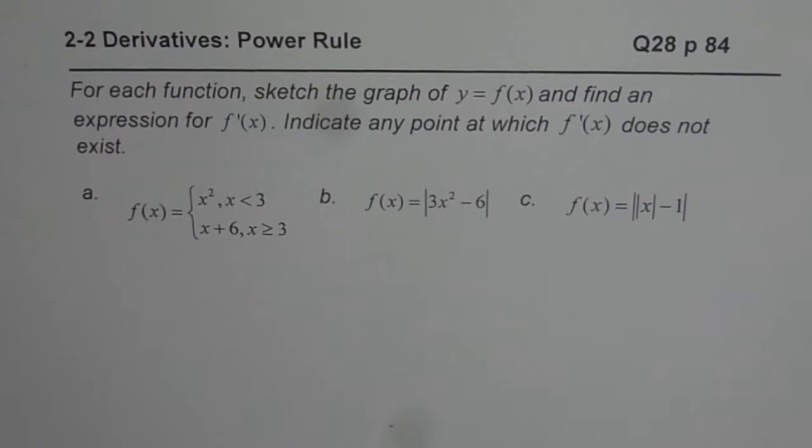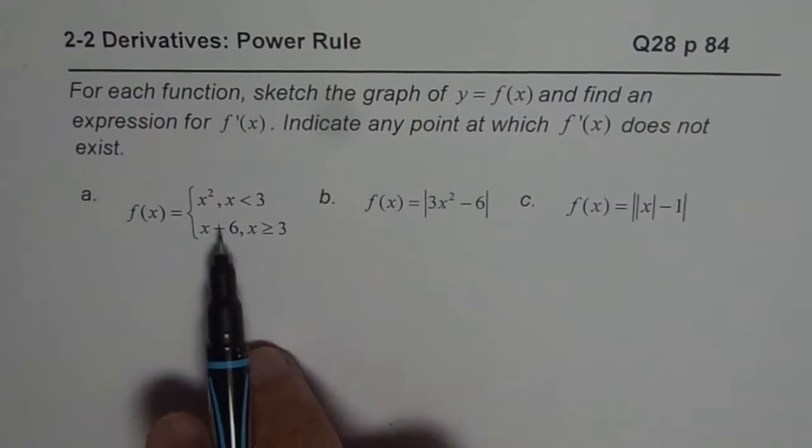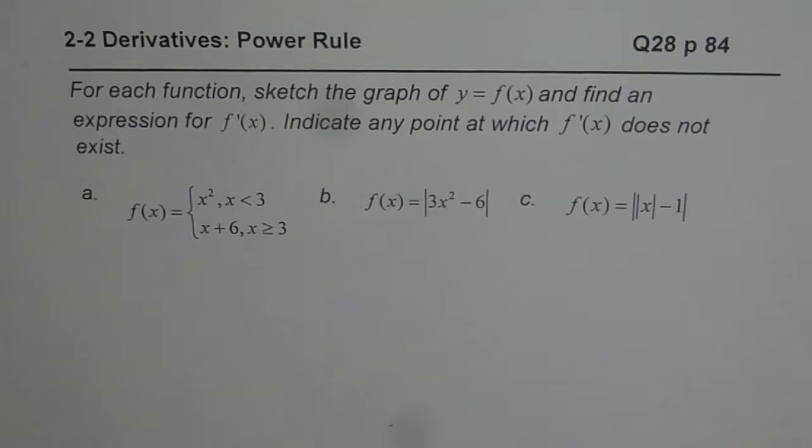For each function, sketch the graph of y equals f of x and find an expression for f dash x. Indicate any point at which f dash x does not exist. In the previous two videos, we have already answered parts A and B. You know the strategy. I'd like you to pause the video, answer the question, and then look into my suggestion.